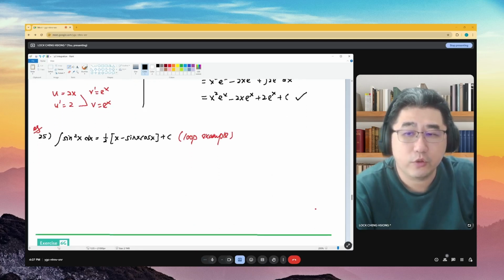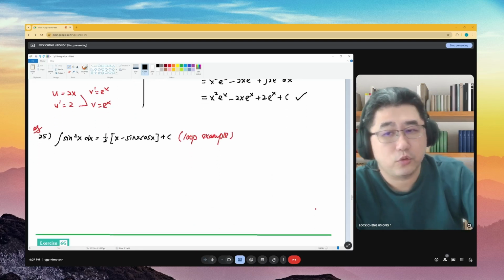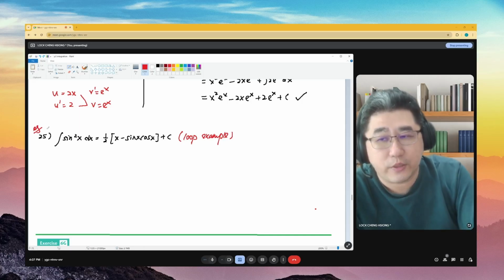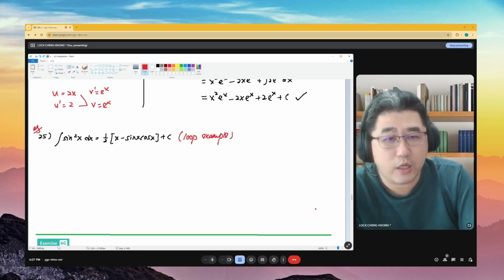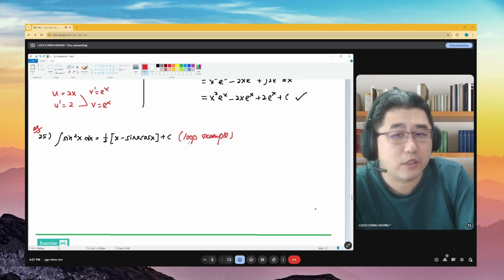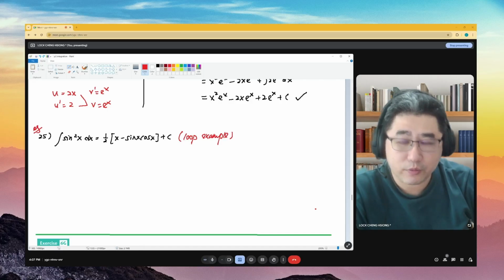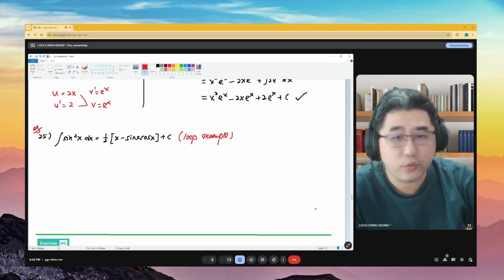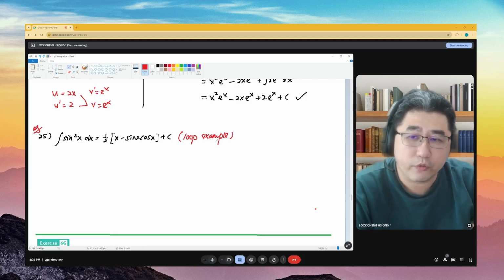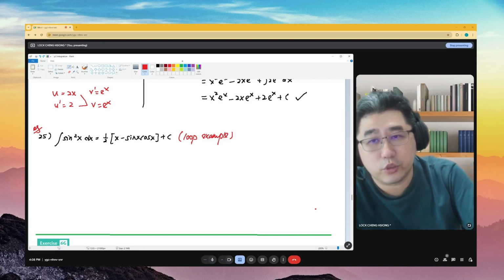Next, you have the loop example. This one is actually from the special formula rule 25. So I'm using this question as an example for the loop example. What does it mean that it's a loop example? You cannot keep doing by parts multiple times because you realize that it's just going forever. It won't stop. It's a loop example because at a certain point it will actually close the loop and give you the answer. Let me demonstrate to you.